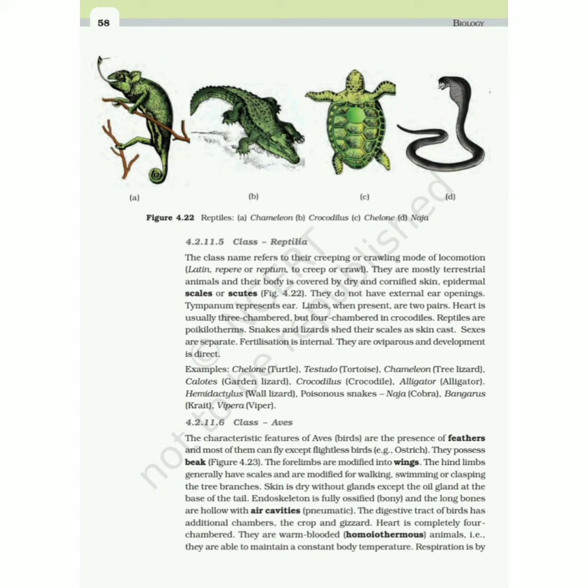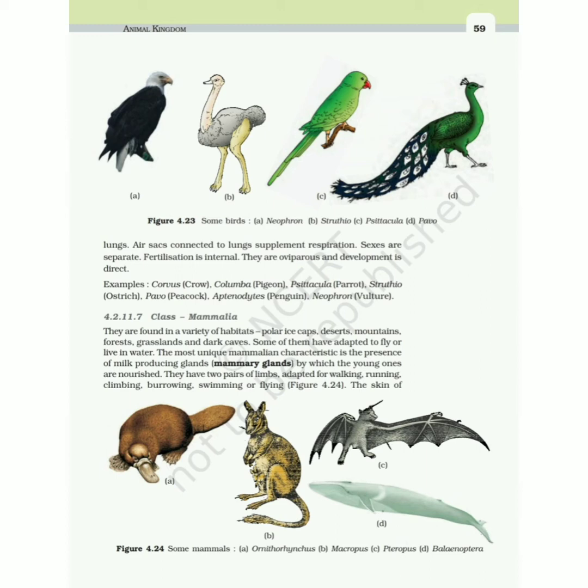Endoskeleton is fully ossified, bony, and the long bones are hollow with air cavities, pneumatic. The digestive tract of birds has additional chambers, the crop and gizzard. Heart is completely four-chambered. They are warm-blooded homoiothermous animals, i.e., they are able to maintain a constant body temperature. Respiration is by lungs. Air sacs connected to lungs supplement respiration. Sexes are separate. Fertilization is internal. They are oviparous and development is direct. Examples: Corvus, crow; Columba, pigeon; Psittacula, parrot; Struthio, ostrich; Pavo, peacock; Aptenodytes, penguin; Neophron, vulture.